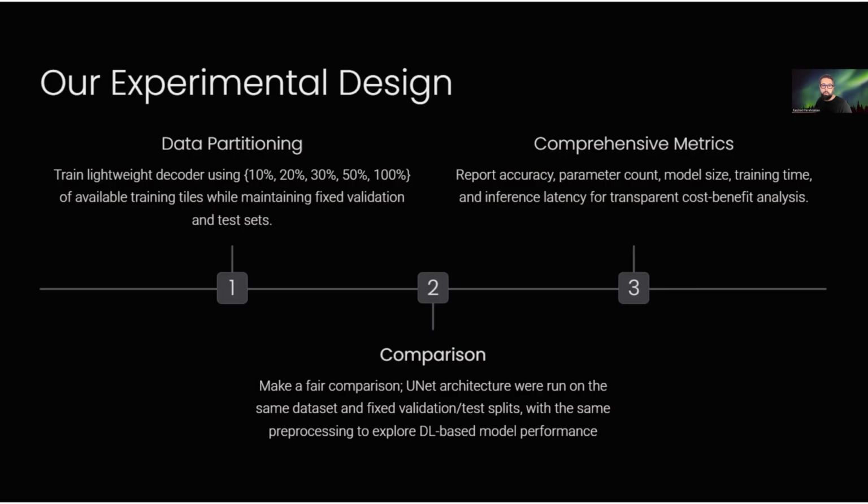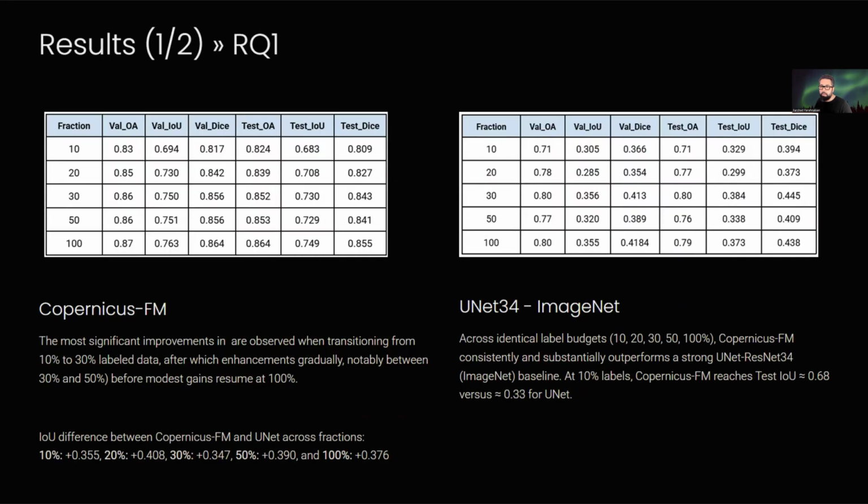And the second one is a comparison. We ran a fair comparison against a strong deep learning baseline, a UNet architecture with an ImageNet pre-trained ResNet-34 backbone, using exactly the same dataset split and pre-processing. The third one, comparative metrics. We track everything: accuracy, parameter count, model size, training time, and inference latency to provide a transparent cost-benefit analysis for operational agencies.